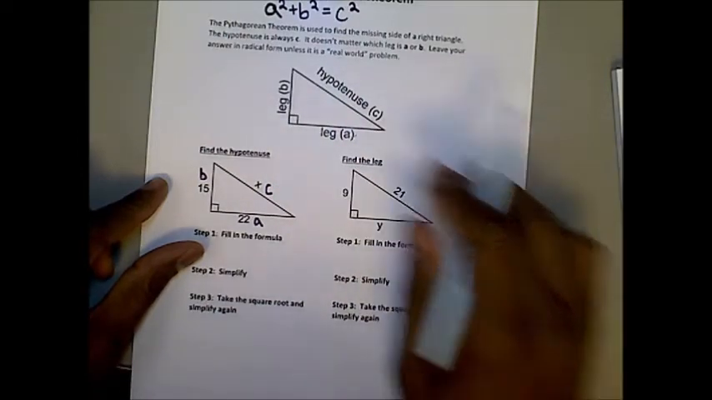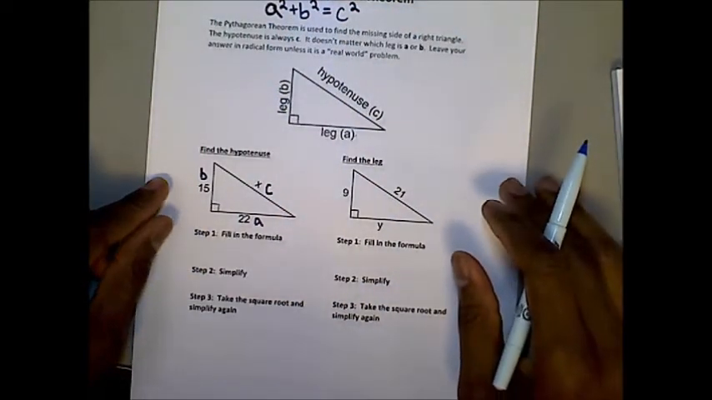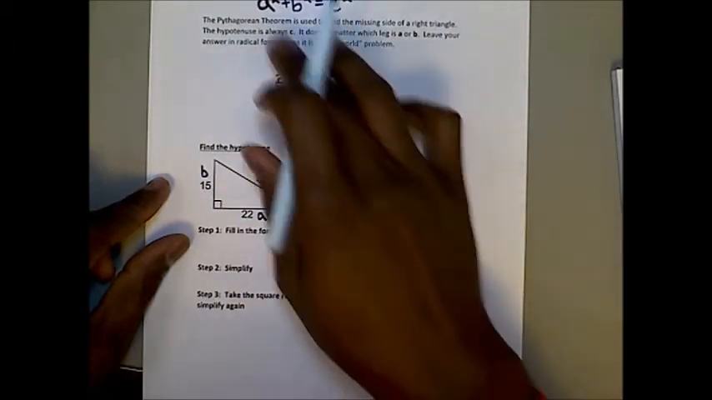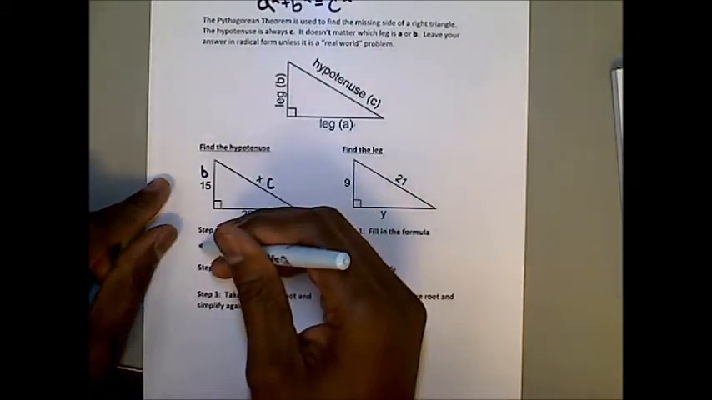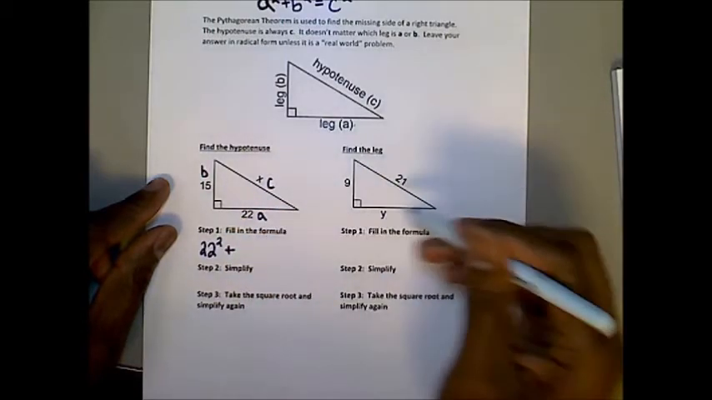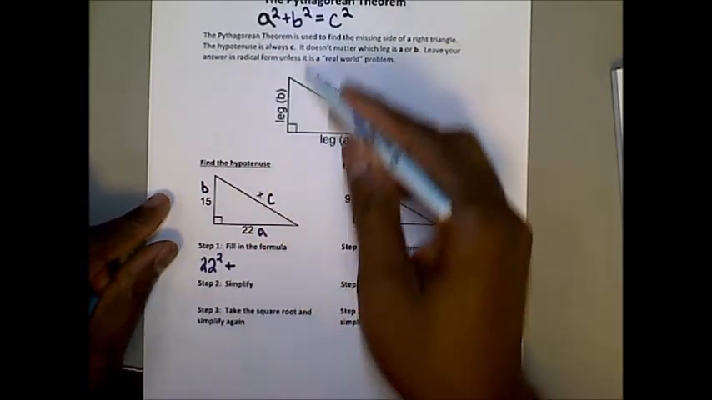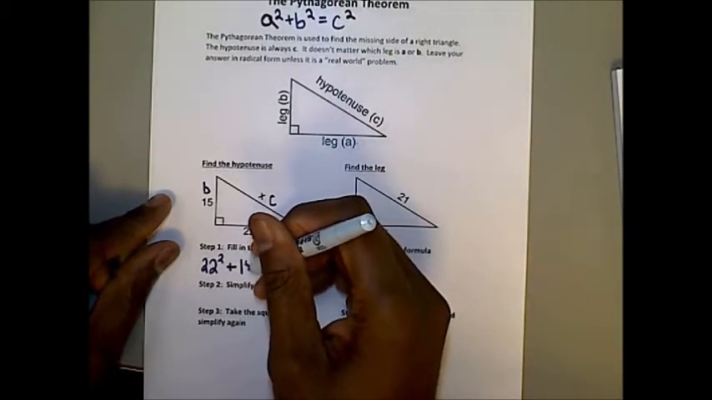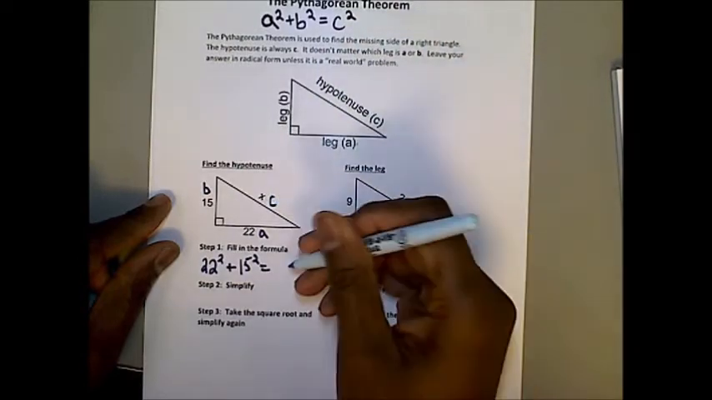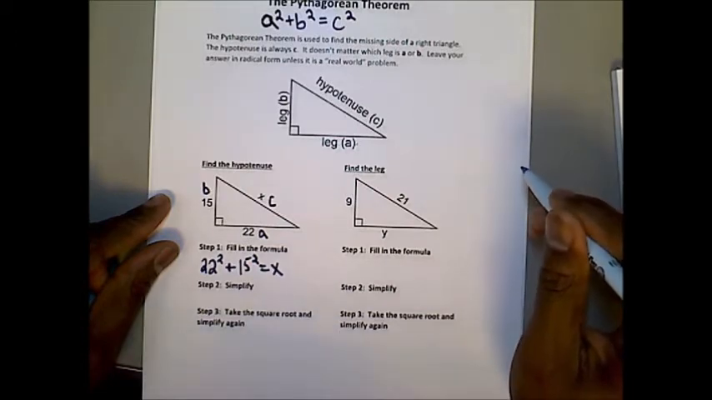So now all I need to do is plug these values, the 15, the 22, and the x, which is a variable, into the formula. So step number one, we're going to fill in the formula. So it is a squared. My a is 22, so it's going to be 22 squared plus b squared. 15 is my b. B squared, so my 15 is b, so it'll be 15 squared is equal to c squared. Well, my c is represented by the variable x, so I'm just going to write an x right there. Okay, so that's the first thing you always want to do is fill in the formula.